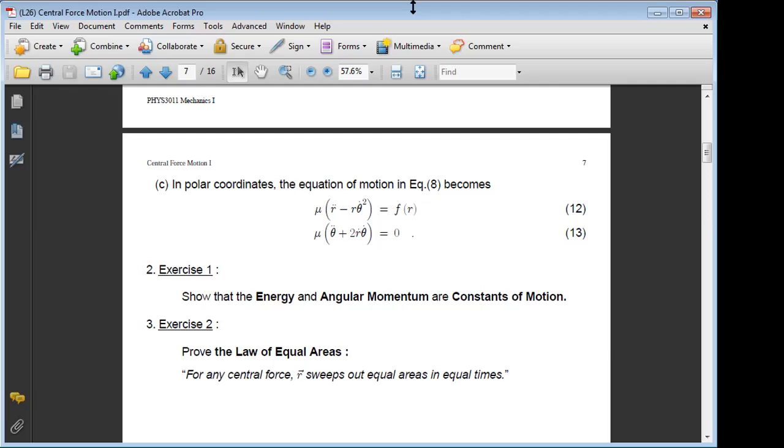So the law of equal areas states that for any central force, r sweeps out equal areas in equal times. This is a derived consequence of the conservation of angular momentum. So you can start with the conservation of angular momentum and derive this.